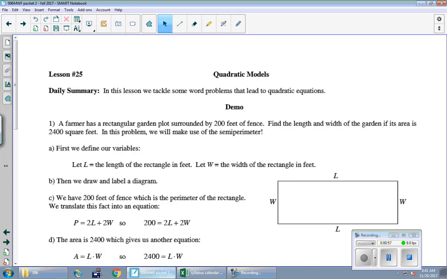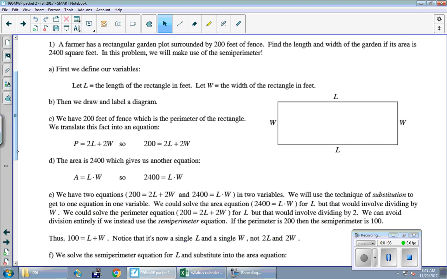Okay, then let us jump in here. At the top of page 201, in this lesson, we tackle some word problems that lead to quadratic equations. We'll start with number 1 here. A farmer has a rectangular garden plot surrounded by 200 feet of fence. Find the length and width of the garden if its area is 2,400 square feet. All right, let's give this a shot.